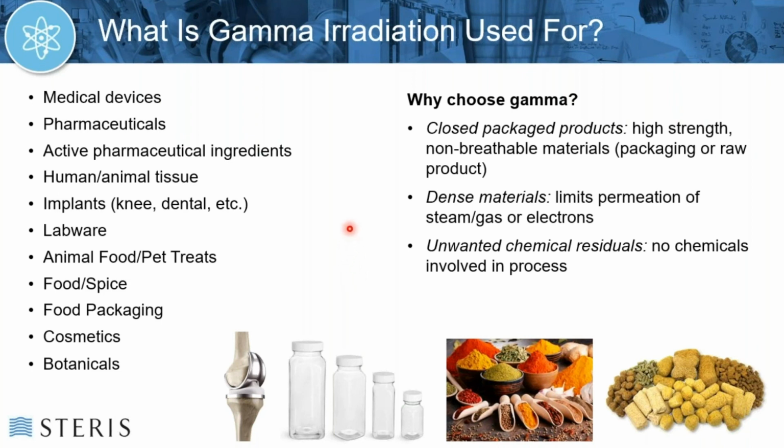Why would you want to choose gamma processing for these products over a different type of processing? If your product has high strength, non-breathable materials, either the packaging or the raw product itself, gamma would be able to penetrate and irradiate all of the product. Again, irradiation of steam, gas, or electrons, and there are no unwanted chemical residuals involved in the gamma process.